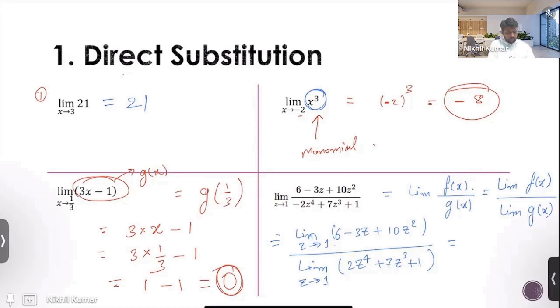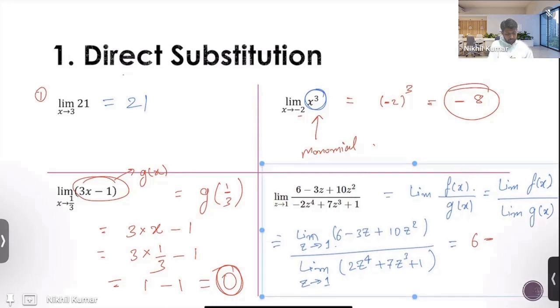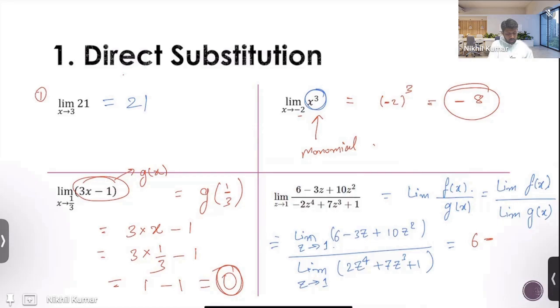So let's do that. We'll have 6 minus 3 times 1, which is 3 into 1, 3, plus 10 into 1 square, that's 10, upon 2 into 1 to the power 4, that's 2, plus 7 into 1 to the power 3 plus 1. What do we have? We have 16 minus 3, so 13 on top, and 7 plus 3, that's 10 at the bottom. 1.3, that's your limit, or you can even write it as 13 upon 10. So 13 upon 10 is the answer.